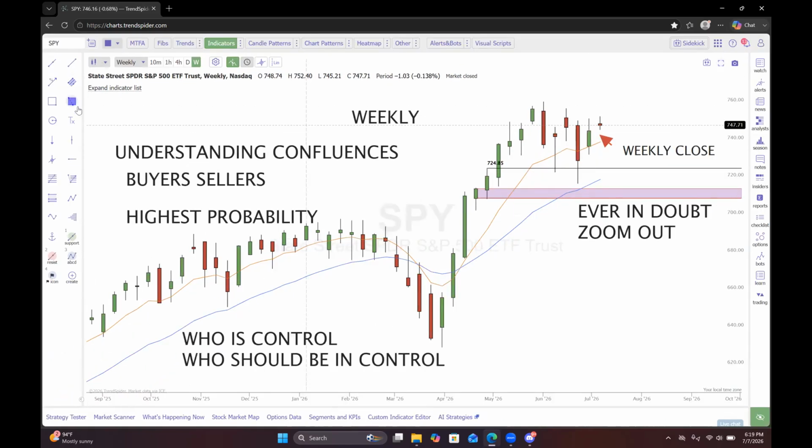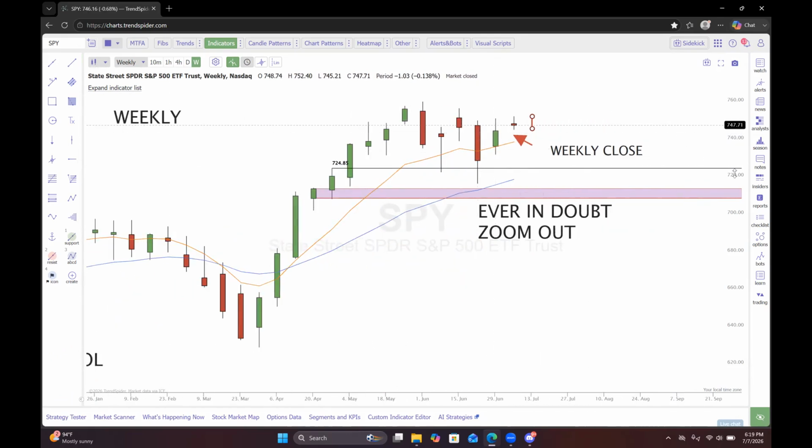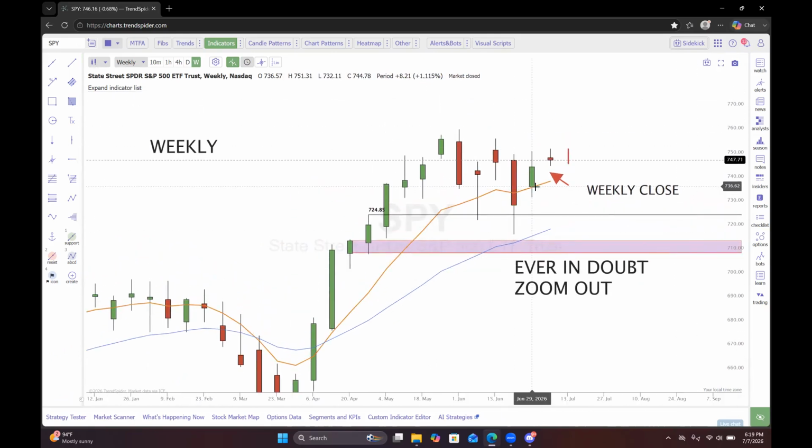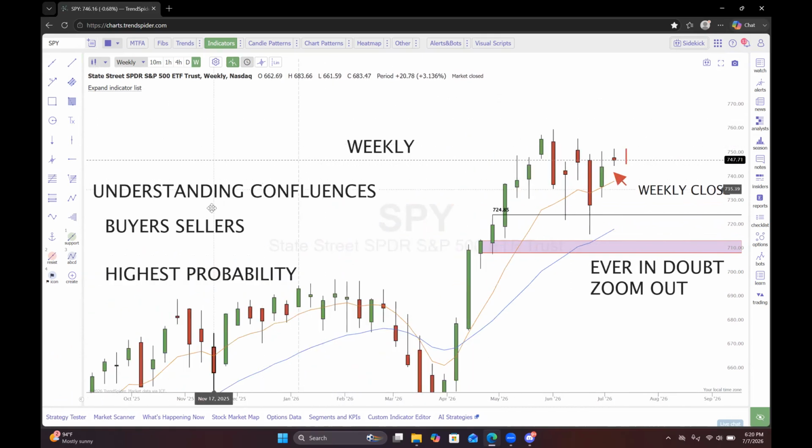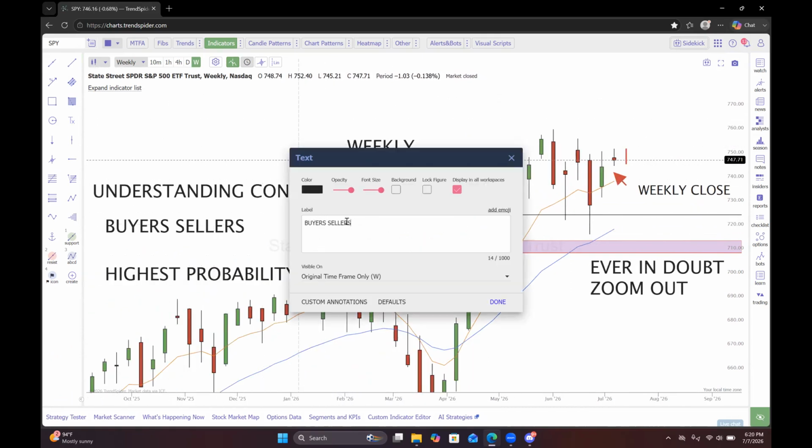On Sunday I said, hey guys, as long as we stay above and hold above this weekly close, right? So if you guys don't know, in a green candle, the open is the bottom of the body, the close is the top of the body. If we stay above, we retest, we hold above this close, that is bullish. And why is that bullish again? I know some of you already know the answer to this.